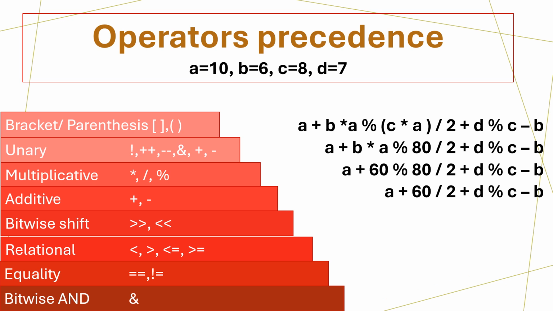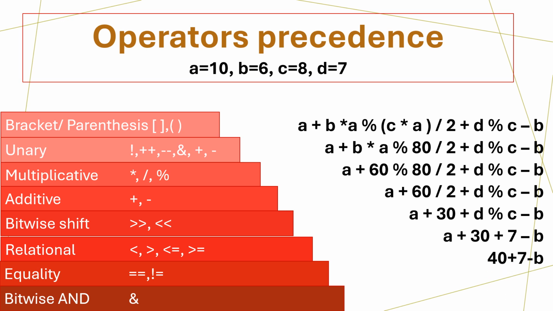So A plus 60 divided by 2. First modulus sign. Then we go for the division sign. 60 divided by 2, we get 30. And then we found another modulus sign after that, so we are going to perform that modulus again. So it was A plus 30 plus 7 minus B. We now have the additive operation, so we are going to go from left to right. First we will perform A plus 30, which is 40, then 40 plus 7, which is 47, and then the minus sign, minus B. In the end, we get the value 41.